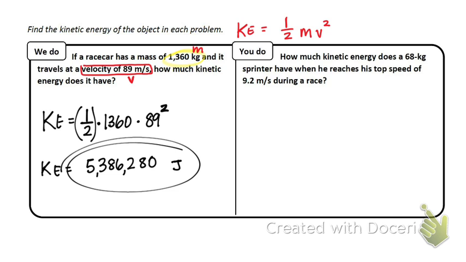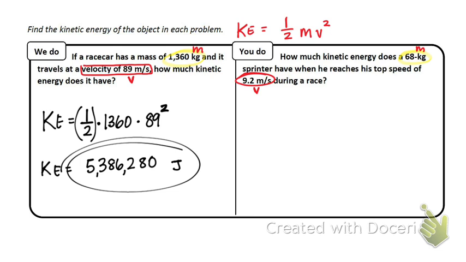All right. This last one says kinetic energy of a 68 kilogram sprinter. How much kinetic energy does a 68 kilogram sprinter have if he reaches his top speed of 9.2 meters per second? So what does 68 stand for? Mass. 68 is our mass. 9.2 is velocity. Okay, so that's all we need.